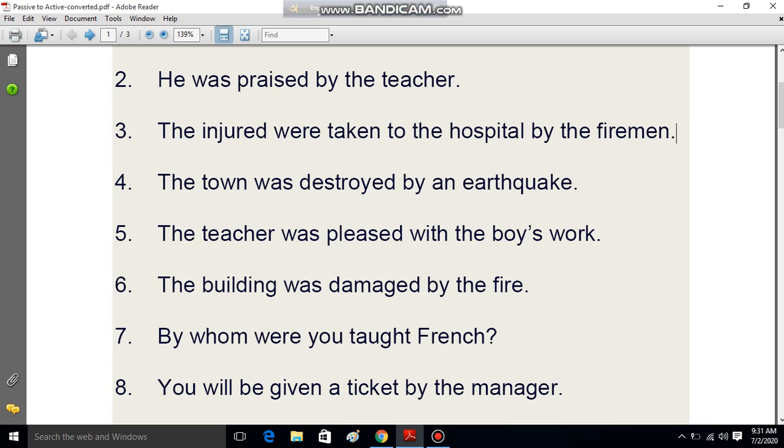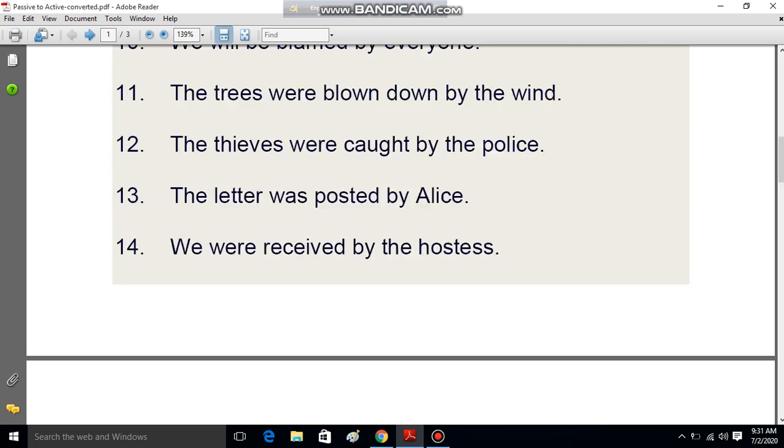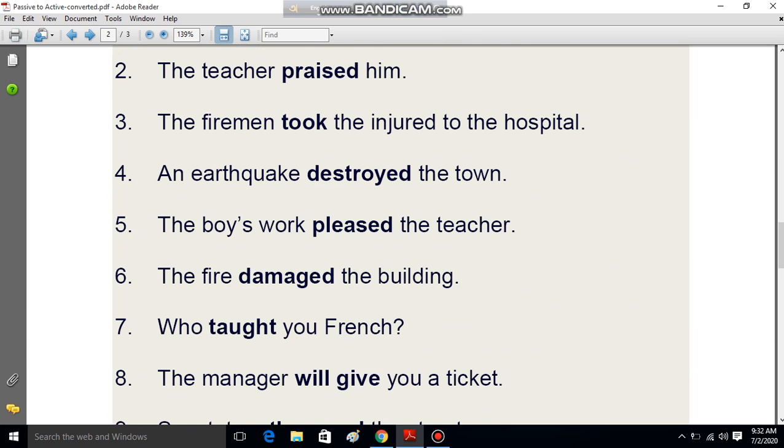Next it comes, the teacher was pleased with the boys' work. Here also the same case, past simple. So the boys' work will be the subject, then V2, meaning the past form of the verb, pleased, then the teacher. So the boys' work pleased the teacher.